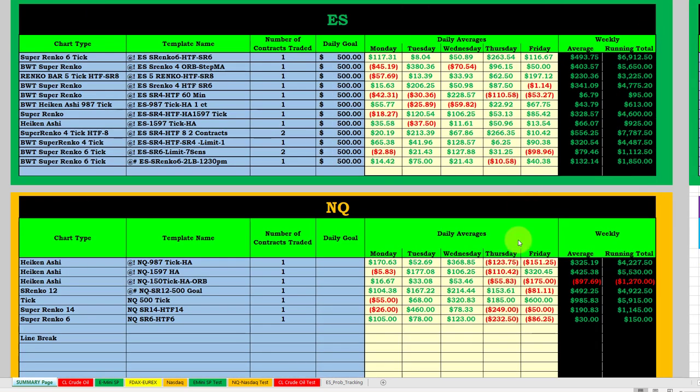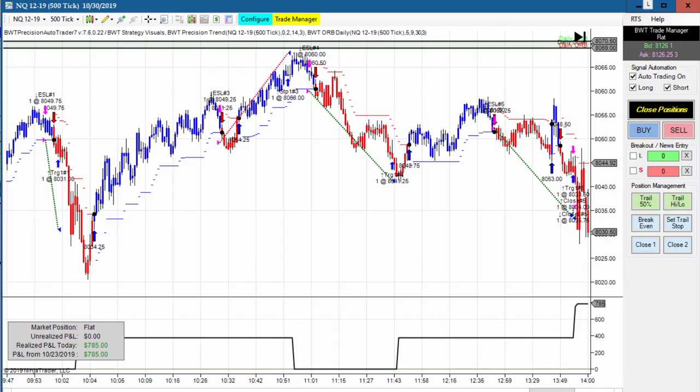Okay, for the Nasdaq, the best performing chart is the 500 tick, and that is relatively new. I've only been tracking it maybe for a month now, but it's stellar right out of the gate. And then followed by the 1597 and the Super 12, which is also relatively new. But let's take a look at those charts. Okay, so this is the Nasdaq on a 500 tick chart.